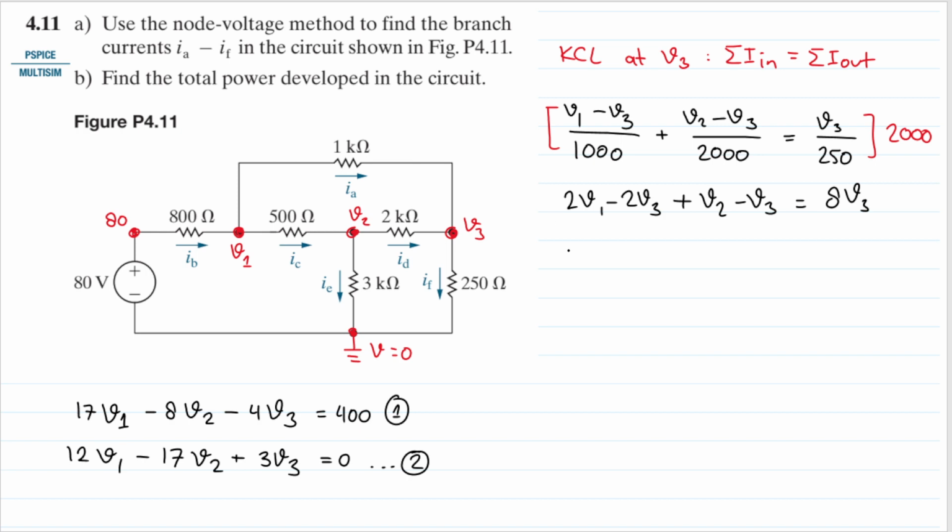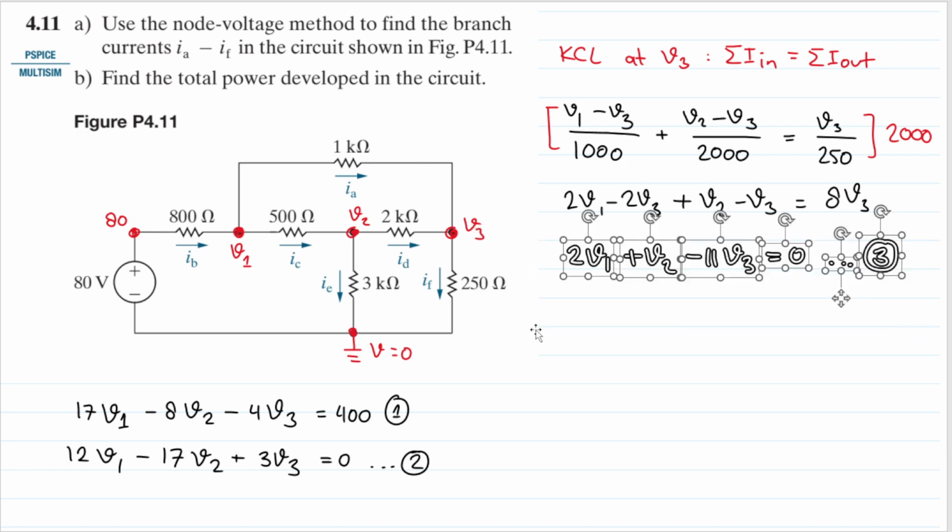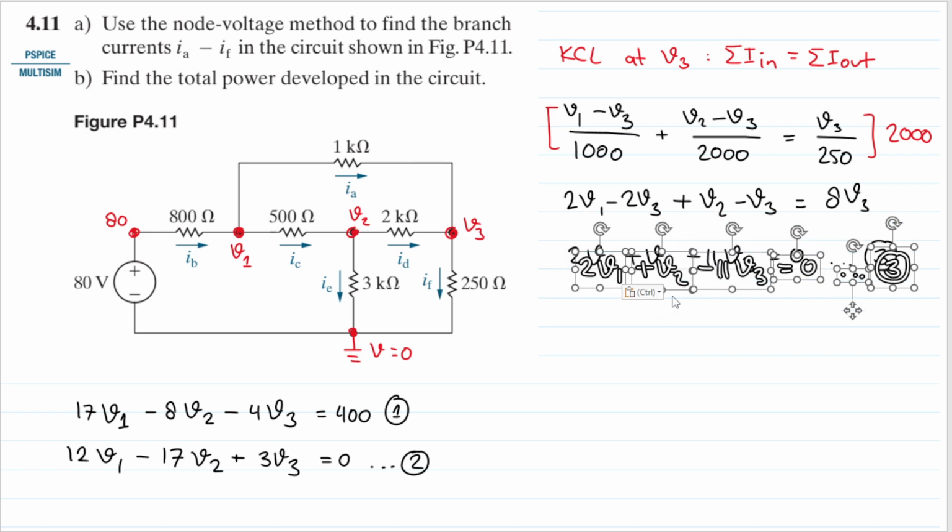Okay, now let's do some simple algebra. 2V1 plus V2. Then minus 2 minus 1 will be minus 3. Minus 3 minus 8, that will be minus 11V3. And that will equal to 0. And this is equation number 3. Okay, maybe let's copy that there.